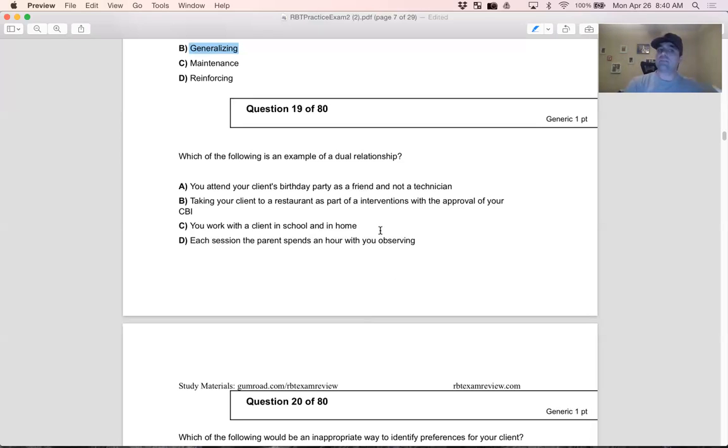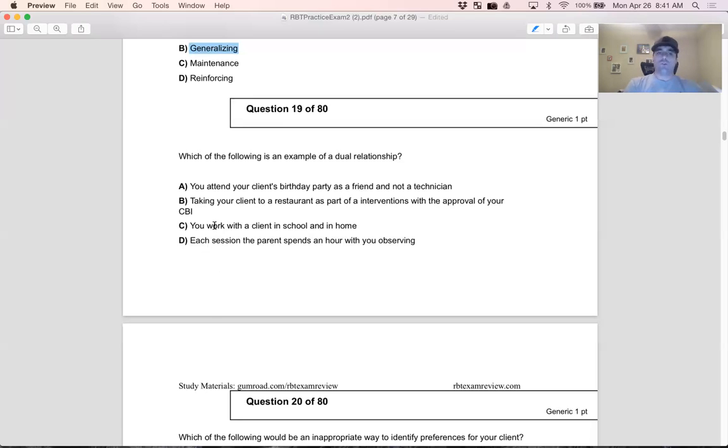So A is an example of a dual relationship. What about B? Taking your client to a restaurant as part of an intervention with the approval of your CBI. Yes, this is fine. You are allowed to take your client out with approval on CBIs, which are community-based interventions. There's nothing wrong with that.